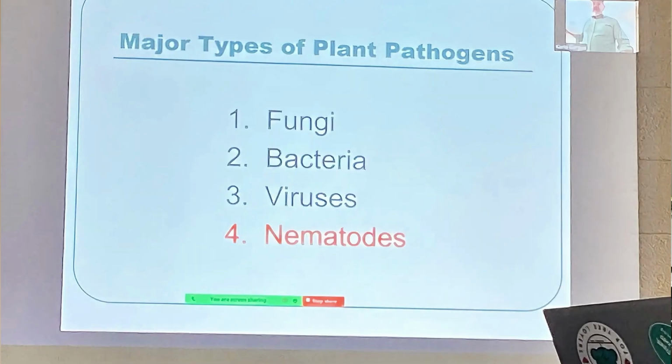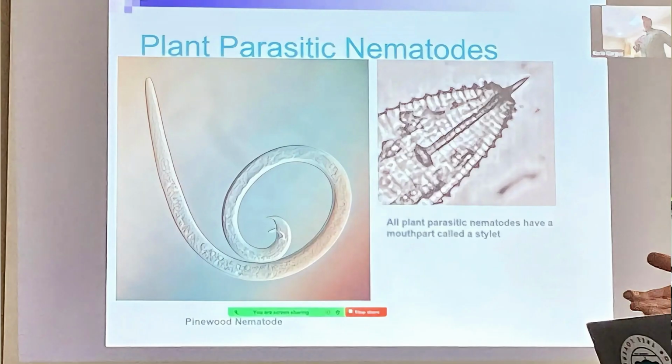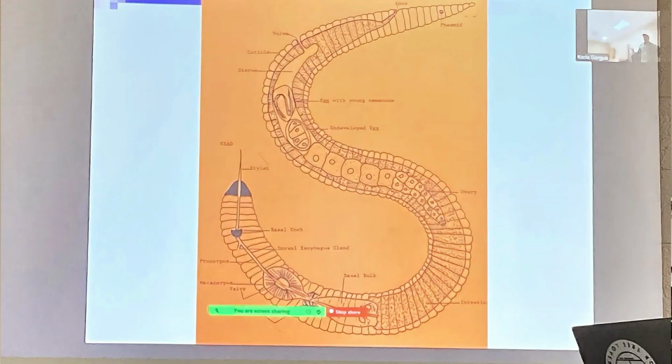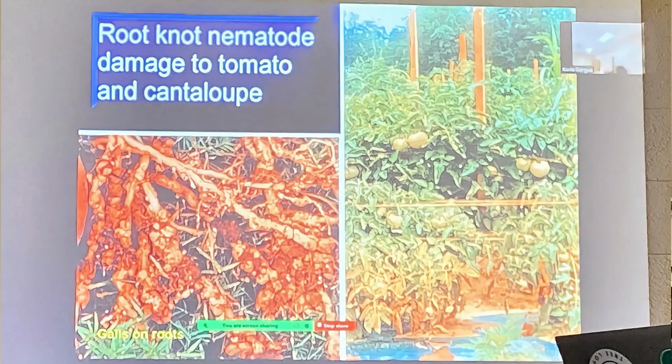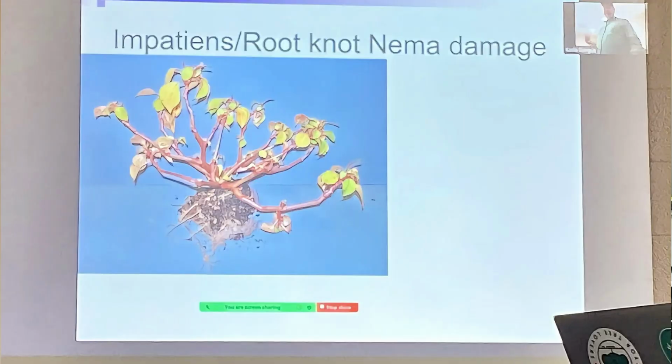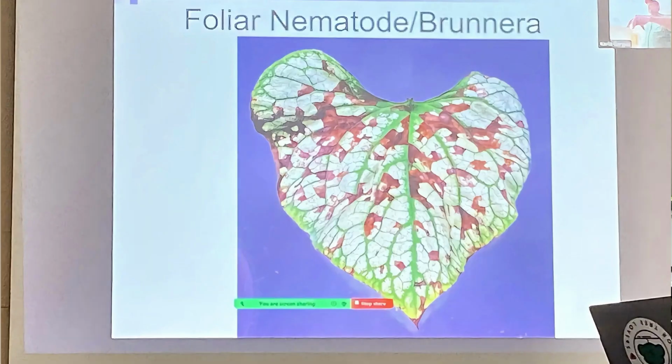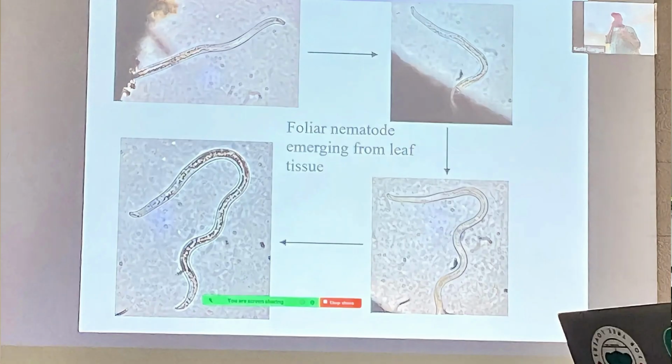And then we'll get into nematodes. Plant parasitic nematodes. All plant parasitic nematodes have a mouth part called a stylet. And that's what it looks like. Root knot nematode damage to tomato and cantaloupe. Impatiens root rot nematode damage. Foliar nematode on Brunnera. Foliar nematode emerging from leaf tissue.